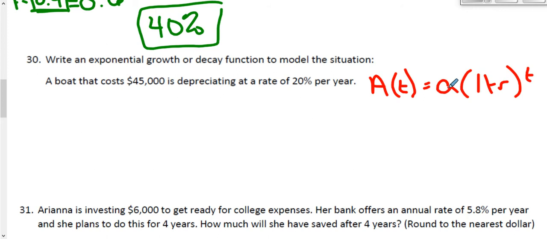Again, A is just like a sub 1. It means the original value. R is the rate of change. We have to write it as a decimal in the problem, but it's probably going to be expressed with context as a percent. And then t just means time in years.